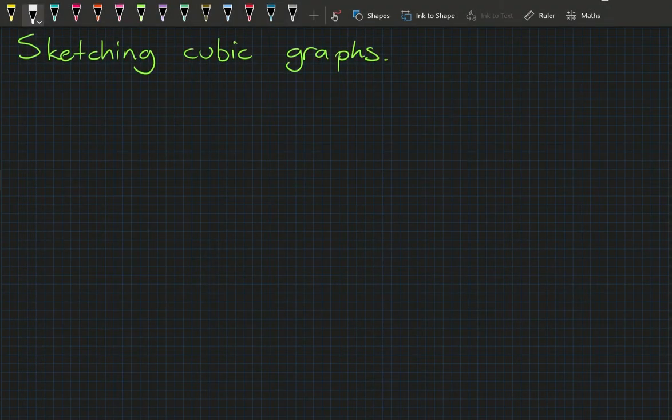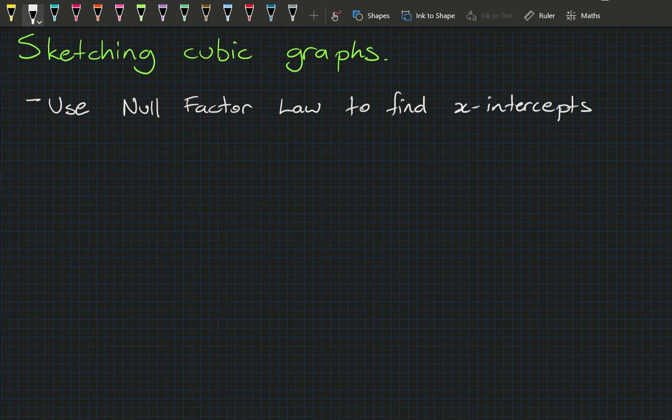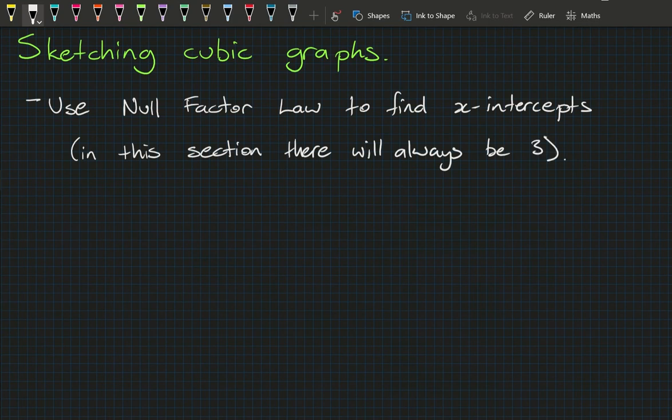Alright, hopefully you went well with the building understanding questions. It certainly will be a help for this section. Now let's summarize what we've covered in the introduction. We're going to be using the null factor law to find our x-intercepts. And even though we've shown you throughout this unit that you could potentially have 1, 2, or 3 intercepts, in this section there will always be 3 intercepts. Once you've done that, you find the y-intercept by subbing in x equals 0.